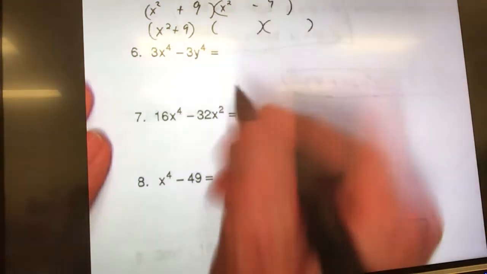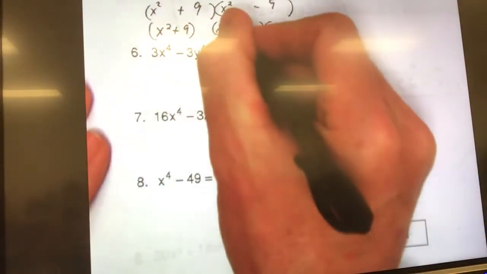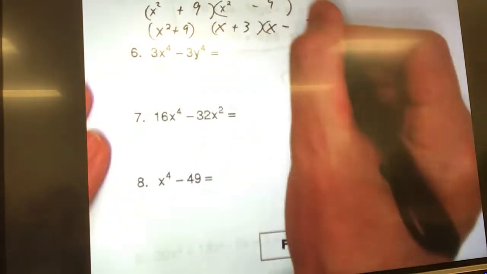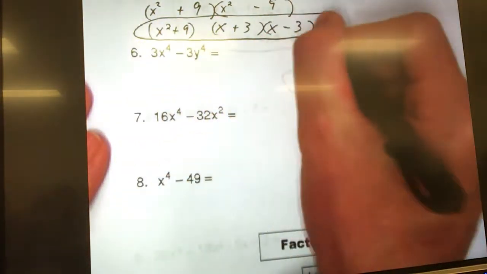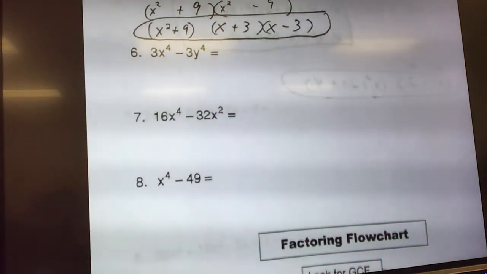This guy here, breaking it down. Square root of x squared is x. One's got to be plus, one's got to be minus. What's square root of 9? 3. And that is as far as it goes. Cannot break this one down because it's not a difference. It is a plus, a sum.